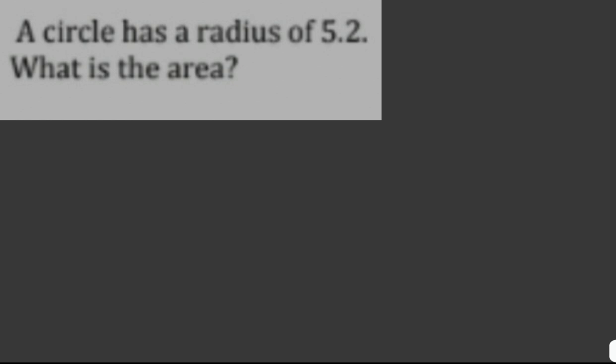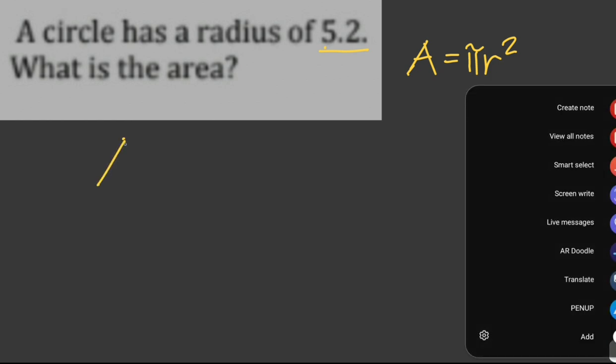A circle has a radius of 5.2. What is its area? Again, to find the area of the circle, we use the formula area equals pi r squared, where r is the radius. Since we are given here the value of the radius, which is equal to 5.2, we can just simply plug in that value to the formula.